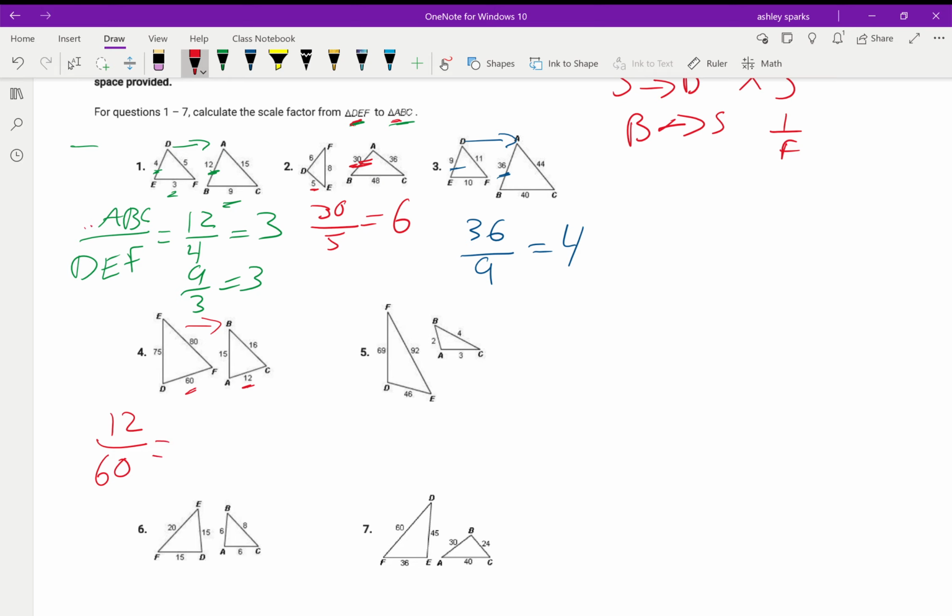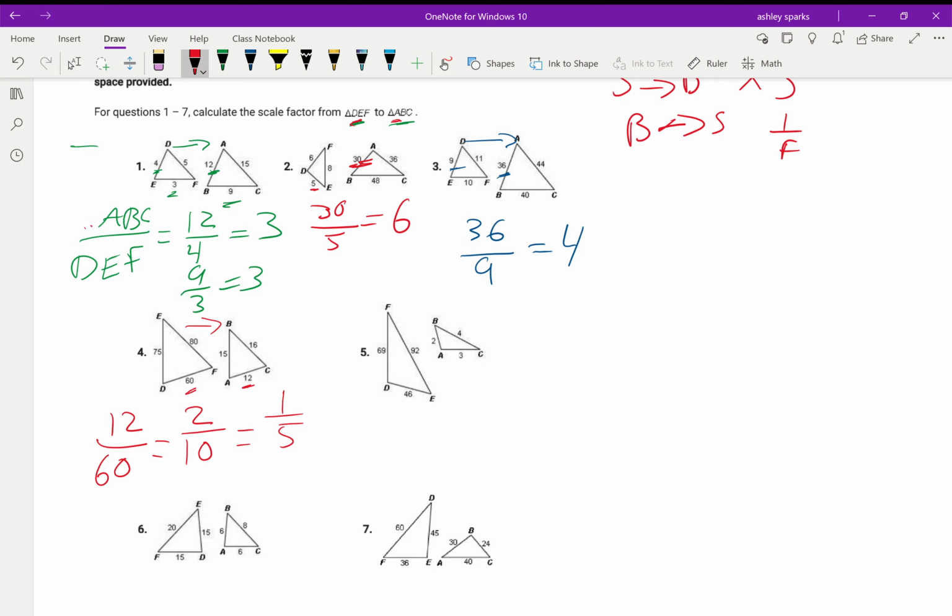So I know I could take a 6 out of both of these. That would give me 2 over 10, and that simplifies further to 1 over 5. So you can think about what times 60 would give me 12, or what would I divide 60 by to get 12, and that would be 5.